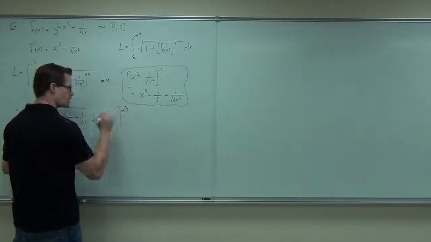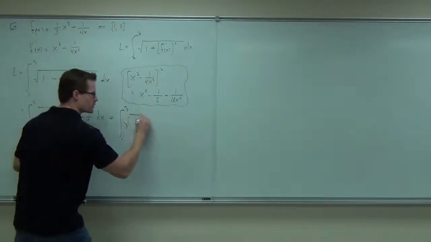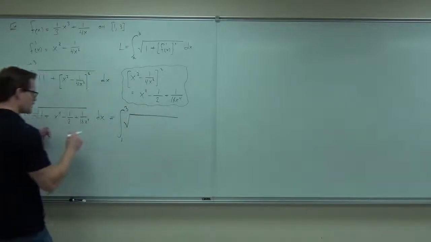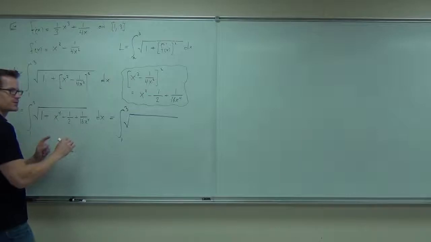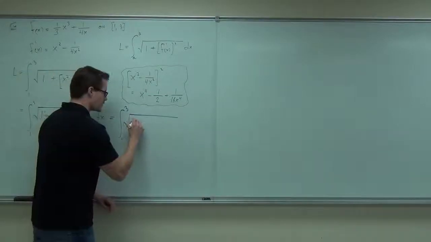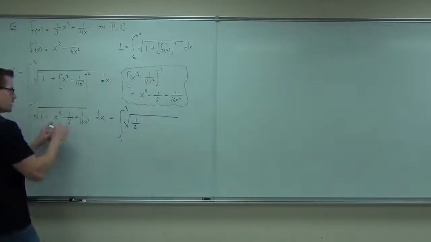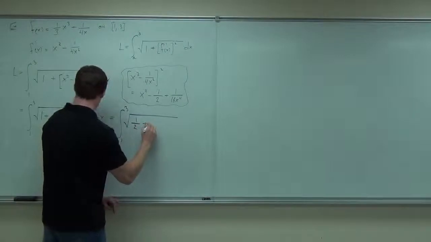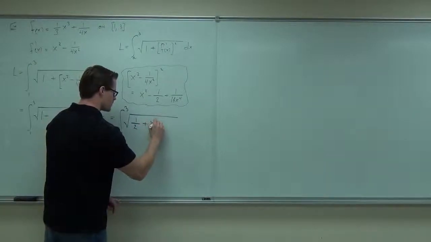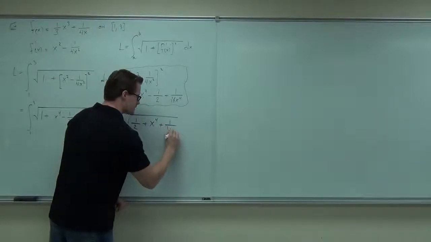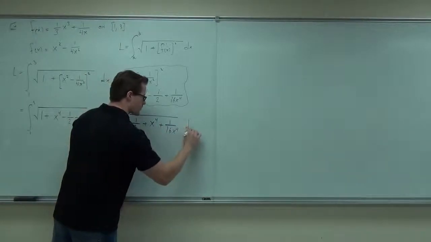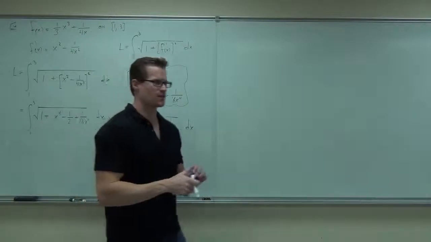We'll still be going from 1 to 3. We'll still have a square root and a dx. Inside the square root, I'm going to combine some like terms. I'm going to have 1 minus 1/2 is going to give me 1/2. I'm going to have the x to the 4th. And I'm going to have 1 over 16 x to the 4th, dx. Quick head nod if you're okay getting that far algebraically.